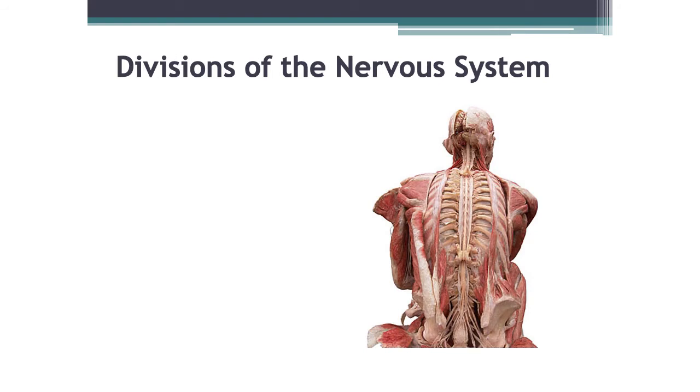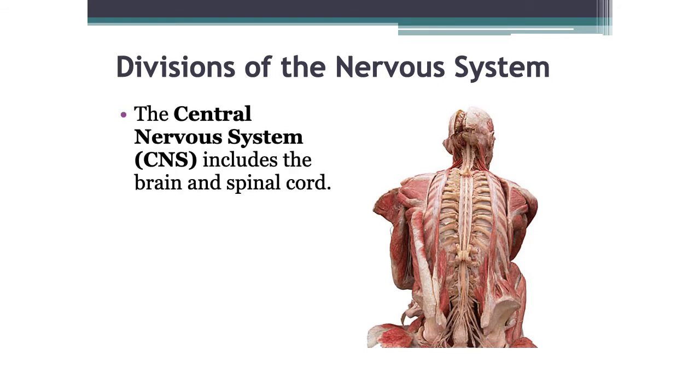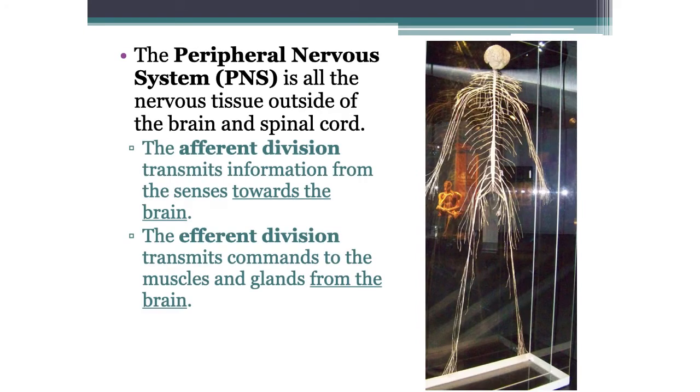So we have two divisions of the nervous system. We have the central nervous system, which is the brain and the spinal cord. And then we have the peripheral nervous system, which is the nervous tissue outside of the brain and spinal cord. So we have the afferent and efferent parts of the peripheral nervous system. Afferent transmits information from the senses toward the brain. Efferent transmits commands to the muscles or glands from the brain. So efferent is from the brain, afferent is to the brain.